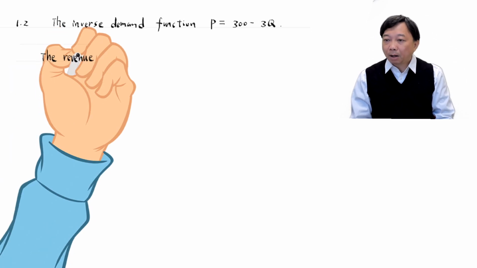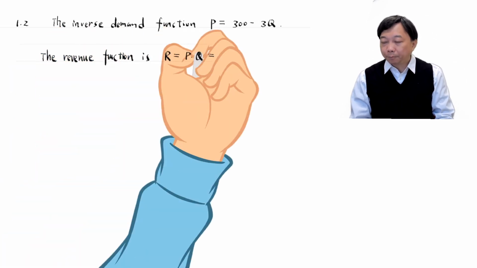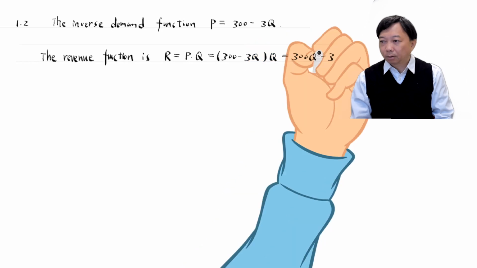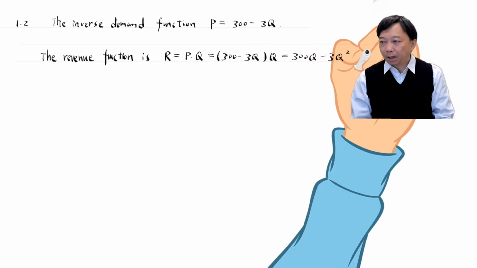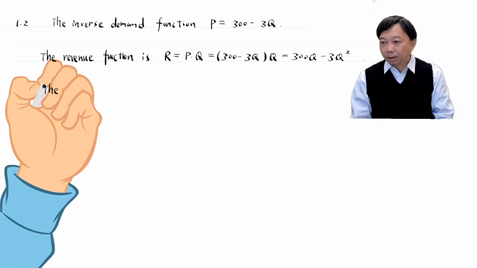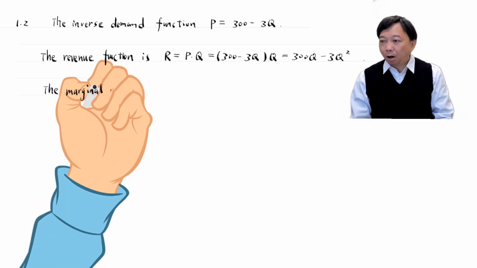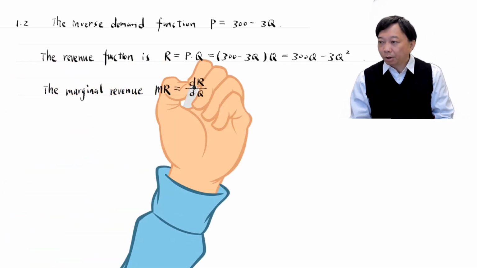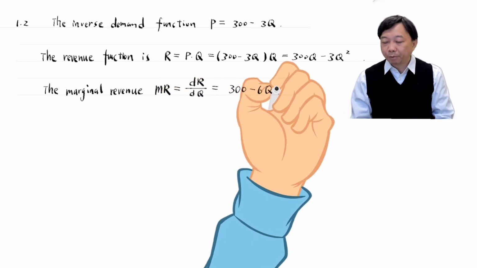From the inverse demand function, we can write the firm's revenue function, R equals price times quantity, which is also a function of quantity Q. Finally, we take the derivative of revenue with respect to quantity to find the marginal revenue function.